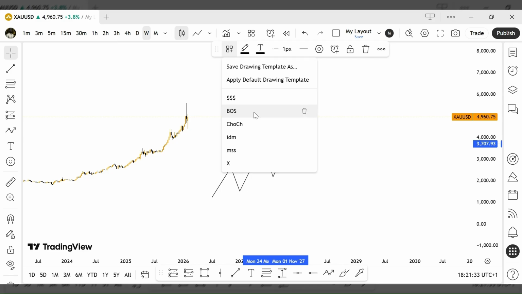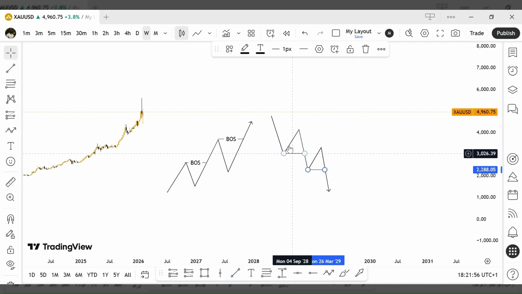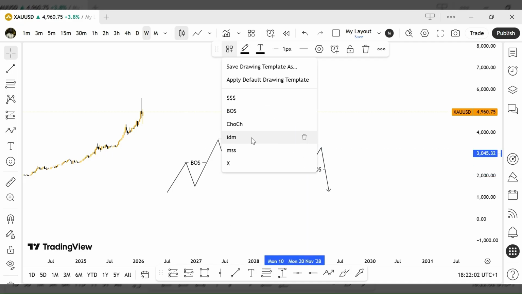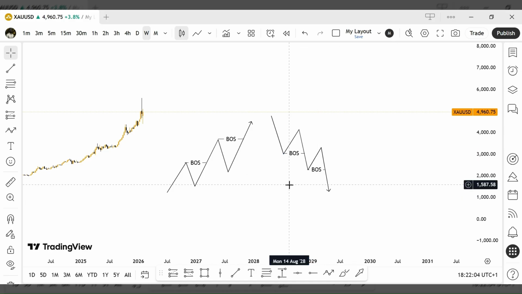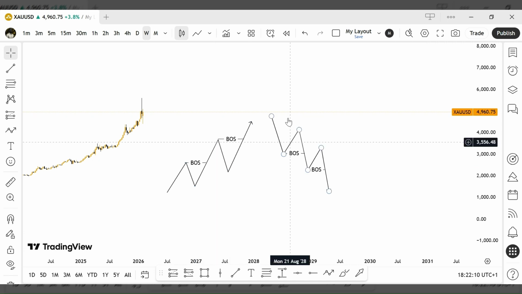But if it is in a downtrend, we have low, lower high, lower low, lower high, lower low, right? So market breaking structure to the downside, break of structure to the downside, keeps getting break of structure to the downside, right? So this is how market moves in fractals, either higher highs, higher lows, or lower lows, lower highs, and lower lows, right? So that's that.